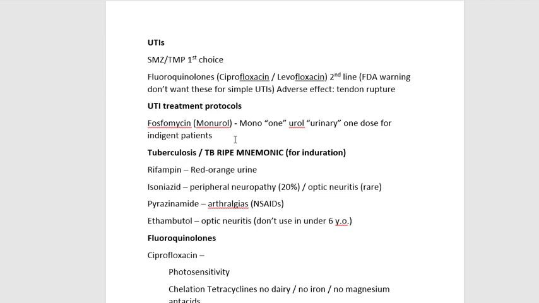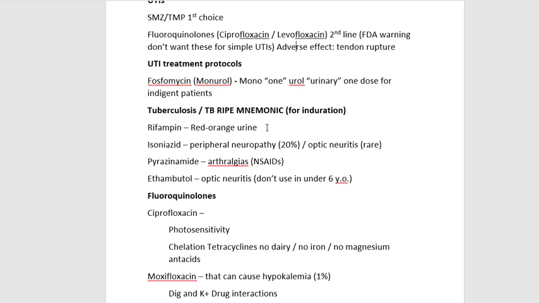So if they have something like a UTI, we might want to use something called monurol, which is fosfomycin. Mono meaning one, urol meaning urinary, just one dose for an indigent patient that we're probably not going to see again. So we want to make sure that they get the medicine, that they get the full treatment, and the full treatment is to just give the one dosage.